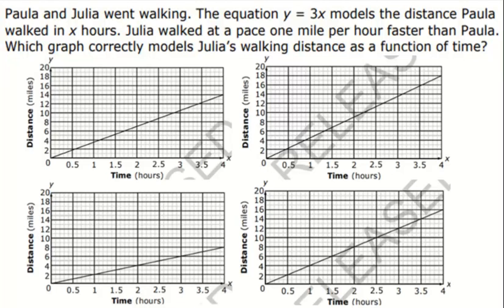All right, this one definitely a little hard to read from your seats, but Paula, it says, is walking 3x, or y equals 3x is her equation. Julia is walking 1 mile per hour faster. So if Paula is walking 3, how many is Julia walking? 4. 1 more. All right, so we're looking for a slope of 4.